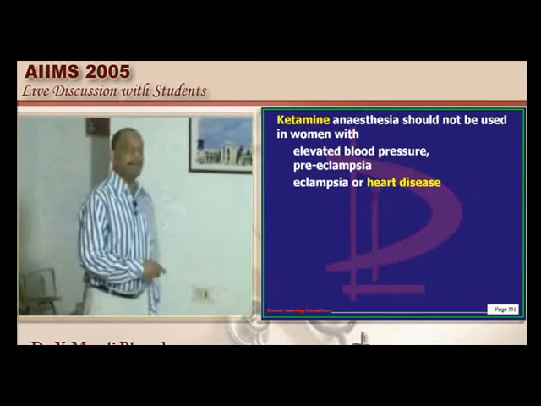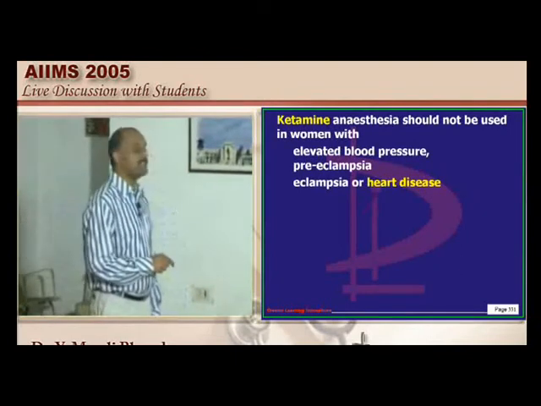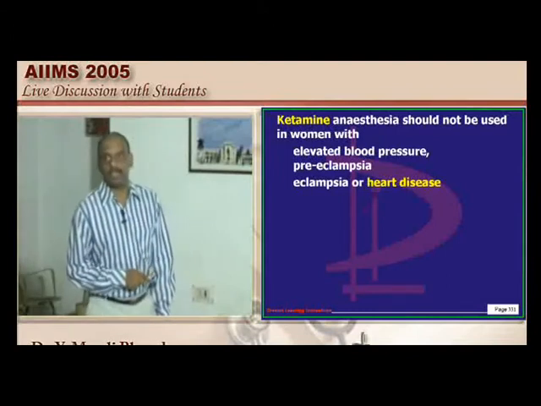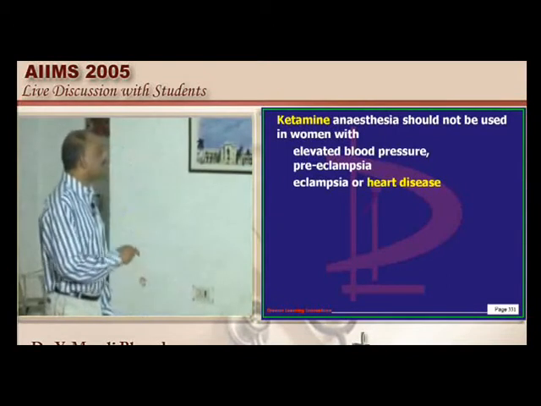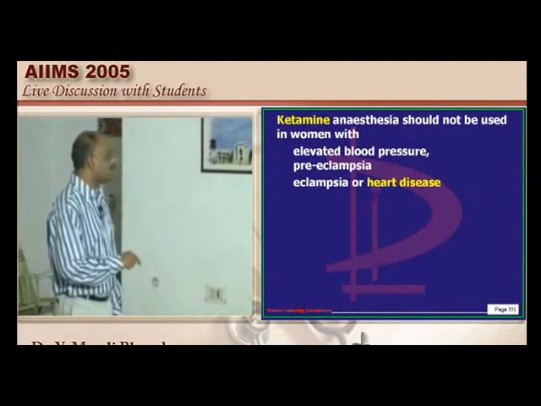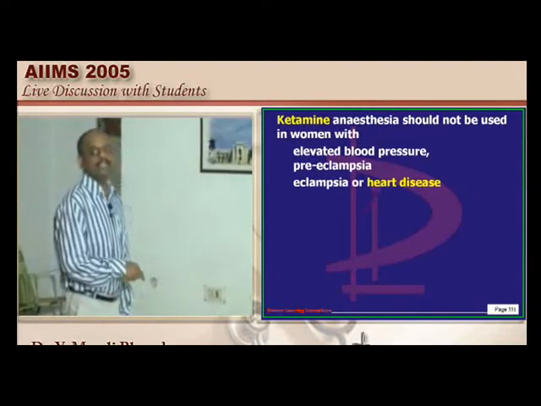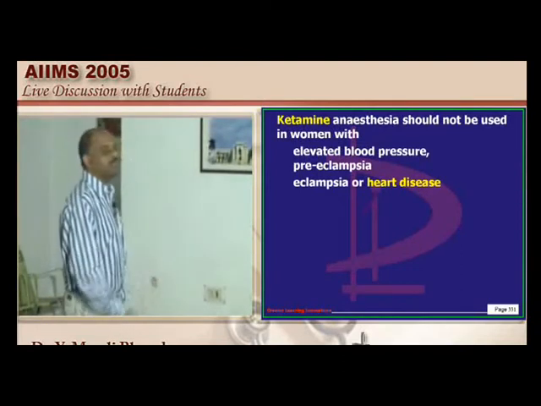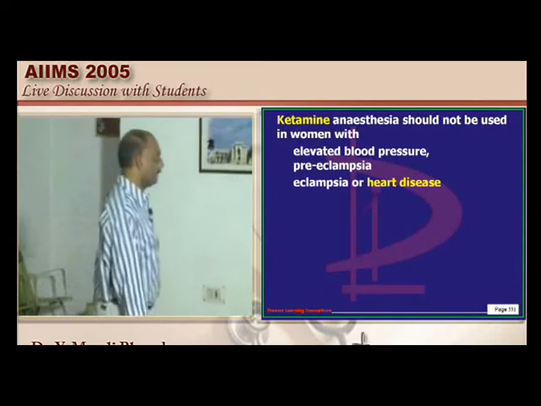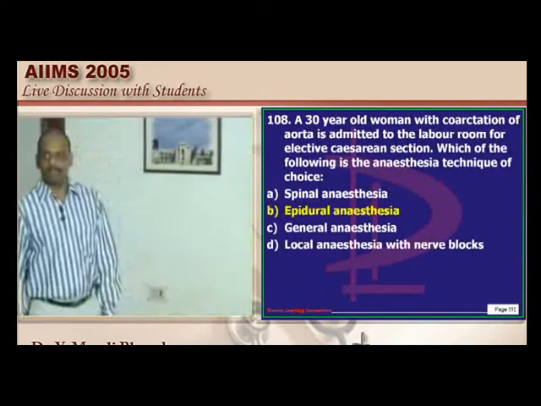Ketamine anesthesia should not be used in three situations: if there is an elevated blood pressure or preeclampsia, or if there is any heart disease in the patient. But one place where it can be used is in cyanotic heart disease like tetralogy of Fallot. It is considered to be the agent of choice, which I want to underscore to all of you. So let's go to the next question.